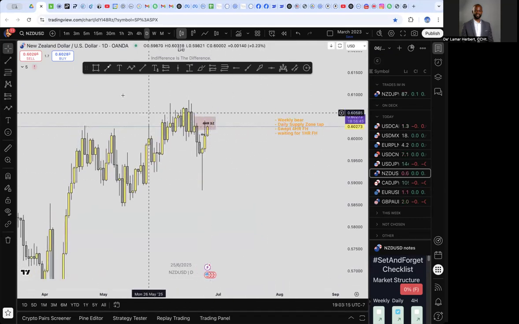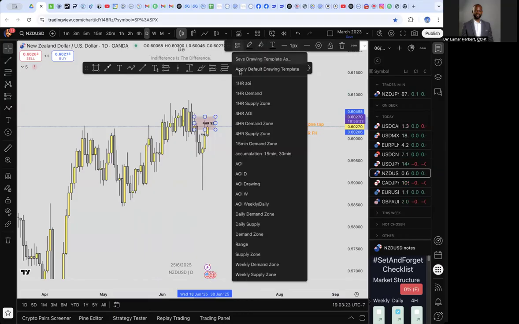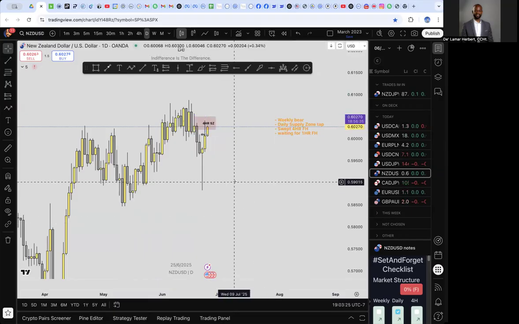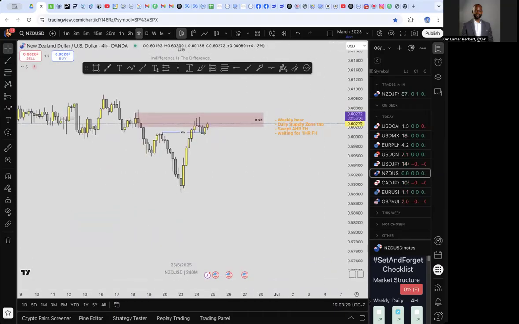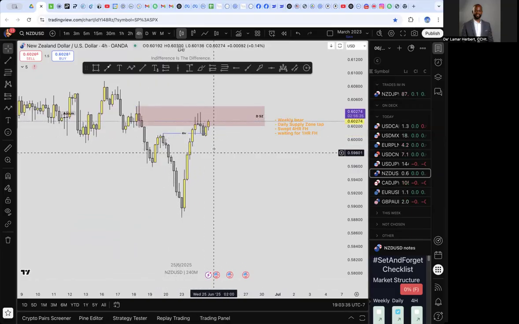Daily supply zone tap. And I think that's what I meant here when I put that. I don't know why it says 4 hour. So let me just change that to daily supply zone. All right, there we go. On the 4 hour, it's also a 4 hour supply zone too, but more so daily, because we're tapping in here.